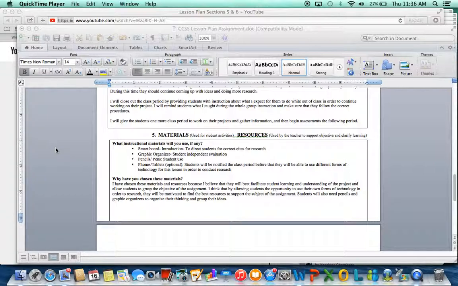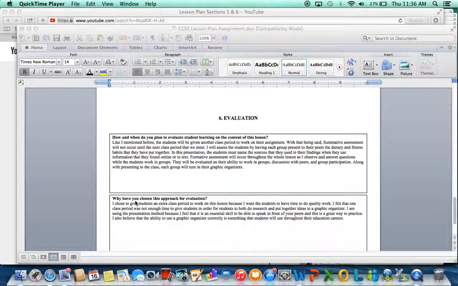I've chosen to use these materials and resources because I believe that they will best facilitate student learning and understanding of the project and allow students to grasp the objective of the assignment. I think that by allowing students the opportunity to use their own forms of technology in order to research, they will be motivated to find the best resources to support the subject of the assignment. Students will also need pencils and graphic organizers to organize their thinking and group their ideas.